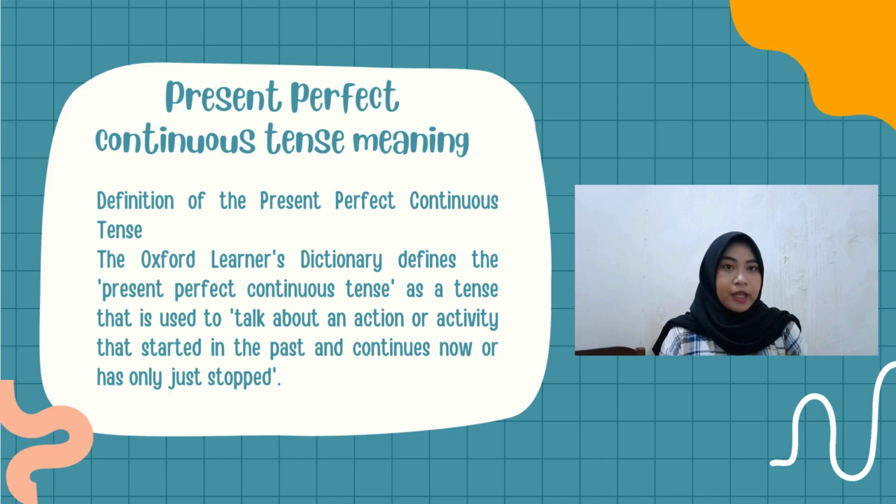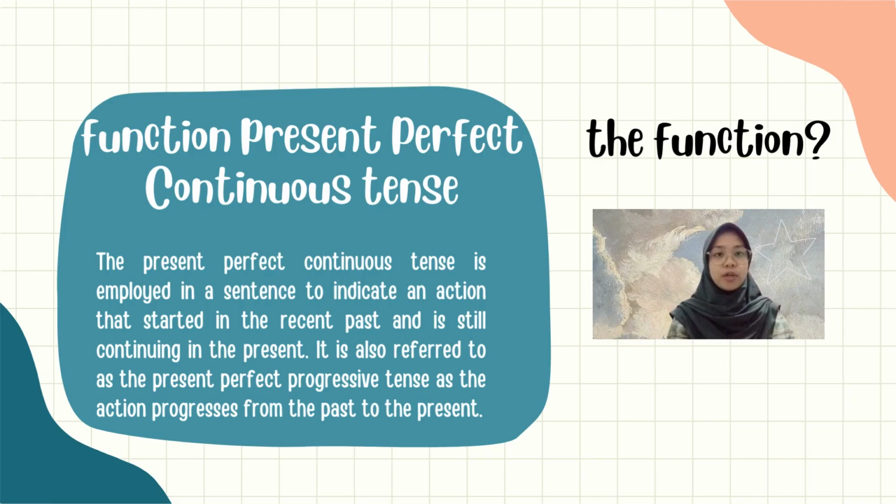Present perfect continuous tense meaning. Definition of the present perfect continuous tense. The Oxford Dictionary defines the present perfect continuous tense as a tense that is used to talk about an action or activity that started in the past and continues now or has only just stopped. What is the function of the present perfect continuous tense? The present perfect continuous tense is employed in a sentence to indicate an action that started in the recent past and is still continuing in the present. It is also referred to as the present perfect progressive tense, as its action progresses from the past to the present.